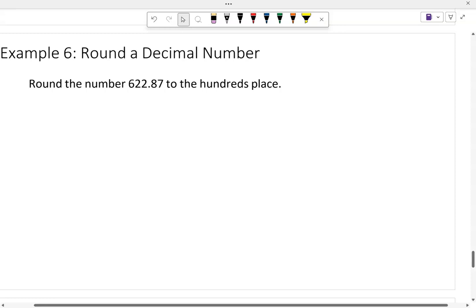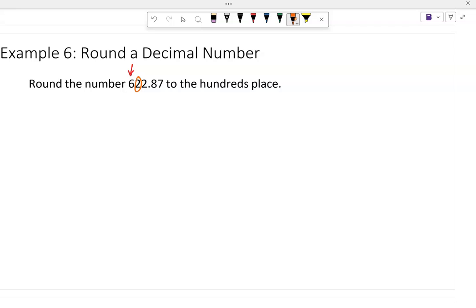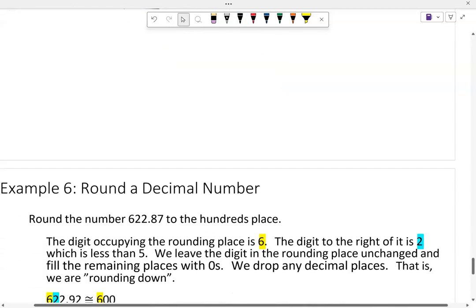Let's go ahead and round this to the hundreds position. Ones, tens, hundreds. All right, ones is the 2, tens is the 2 to the left of that. Hundreds is the 6 right there. So I look to the right. It's less than 5. So it looks like we've got 600 to the hundreds position.